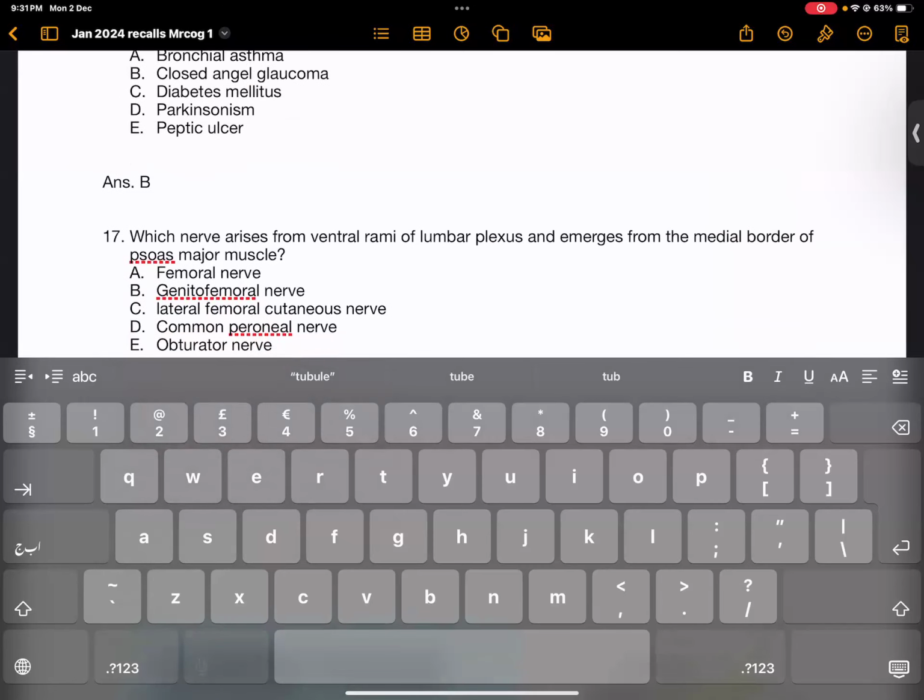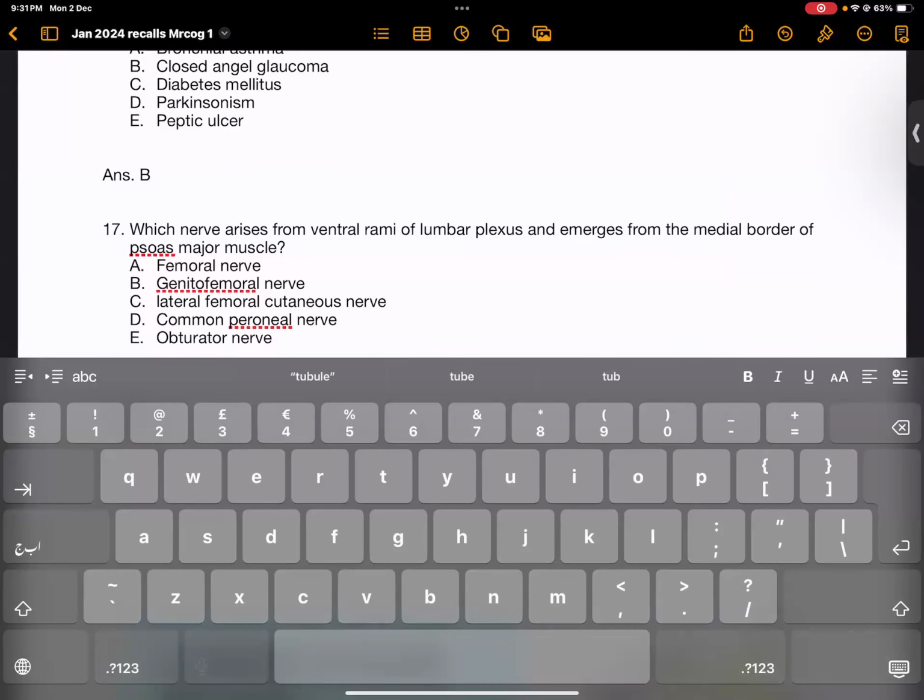Okay, so which nerve arises from the ventral rami of the lumbar plexus and then emerges from the medial border of the psoas major muscle? Basically all these are from the lumbar plexus, but they have specified which emerges from the medial border of psoas major. If you remember, we said that all of them pass from the lateral border except one nerve that passes from the medial border and one nerve that pierces the psoas muscle. The options are femoral, genitofemoral, lateral femoral cutaneous nerve, common peroneal, or obturator nerve.